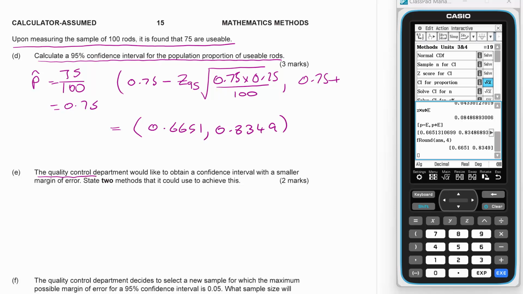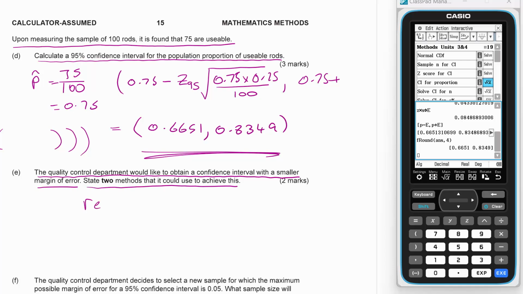The quality control department would like to obtain a confidence interval with a smaller margin of error. In other words, they want one that's less wide than this. State two methods that they could use to achieve this. Well, one thing is, we know that as the confidence level goes up, it gets wider. So reduce the level of confidence. Let's just say 90% there. That would do the trick.